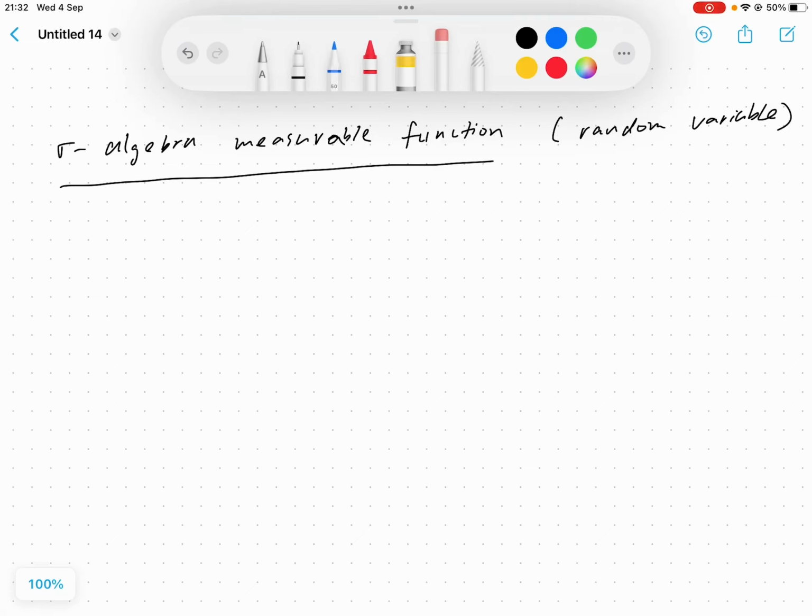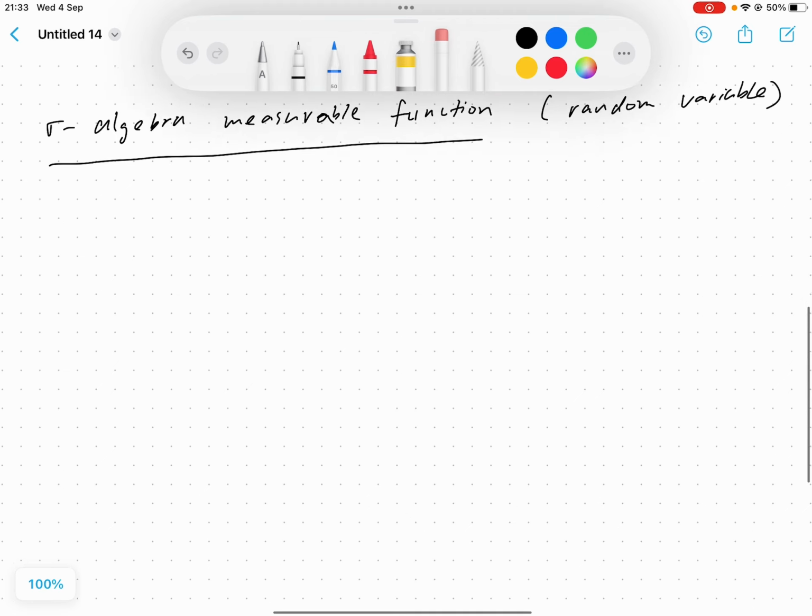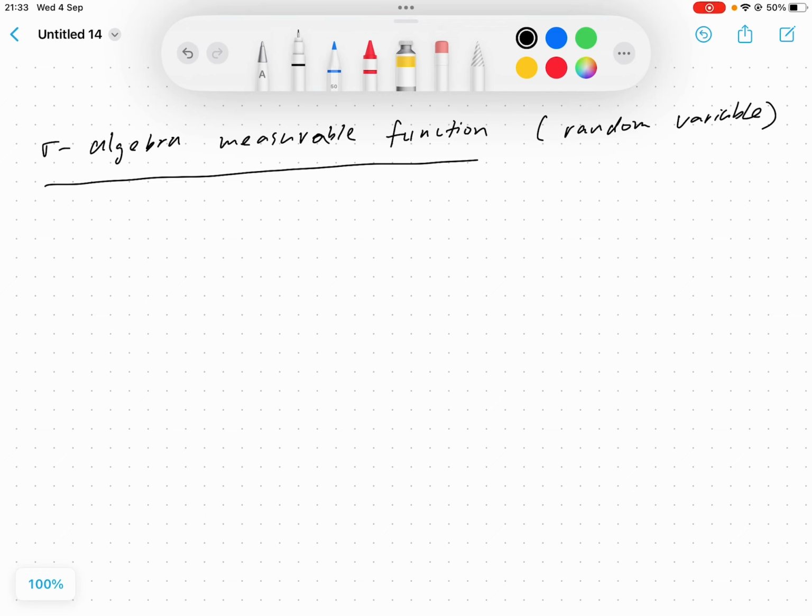Hi, so in the previous episode, we talked about the sigma algebra and the probability measure, right? So in this video, we'll use those concepts to build a definition for the sigma algebra measurable function, which is just another name for the random variable, okay? And then from this definition, we will know what it means for X to be F-measurable, or sigma algebra measurable. All right, so now let's do that.